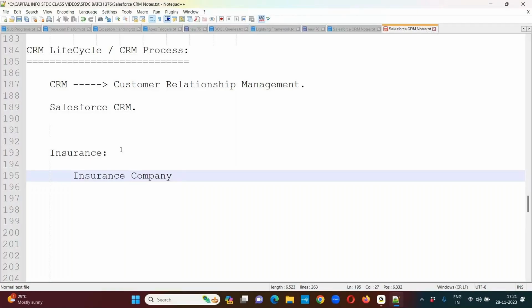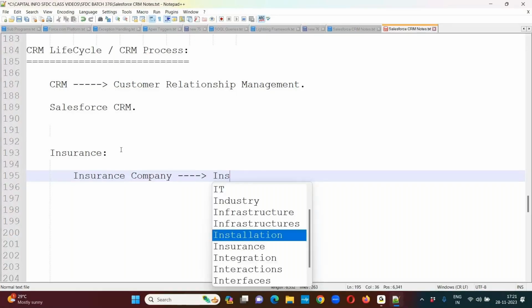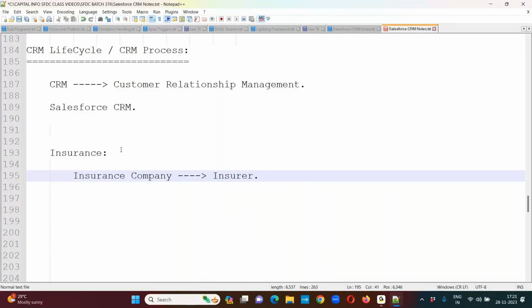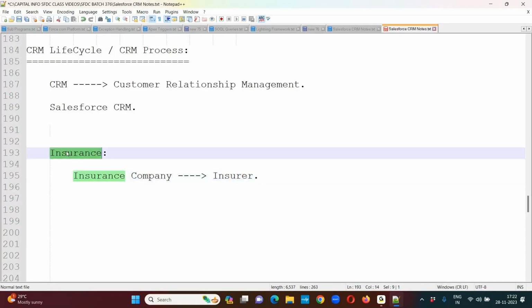But as part of the insurance domain, this insurance company will be called an insurer. In the insurance domain, we have to call it an insurer. Insurer means the person who is offering insurance, the person who is providing insurance. That means insurance companies. In the real world, we call it an insurance company, but it will be referred to as an insurer, because insurance company is a general terminology and insurer is an insurance domain specific terminology.